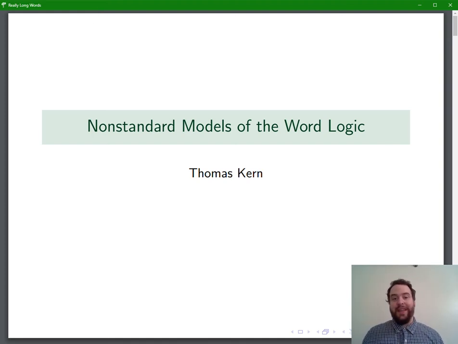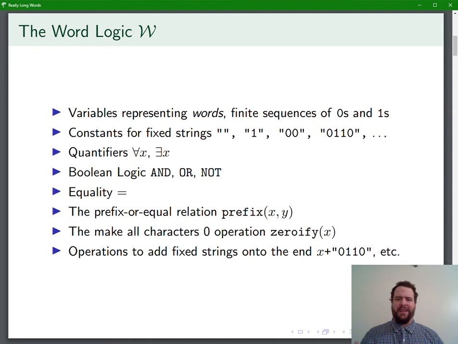Hello! In this video, I'd like to talk about non-standard models of the word logic. So what is the word logic? This shows up a lot, but it doesn't have a real standard name. So I'm just going to call it the word logic.